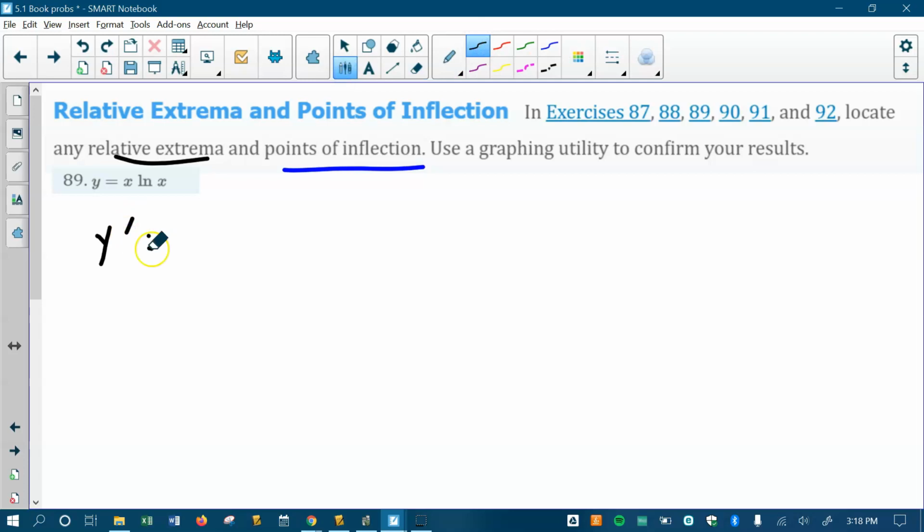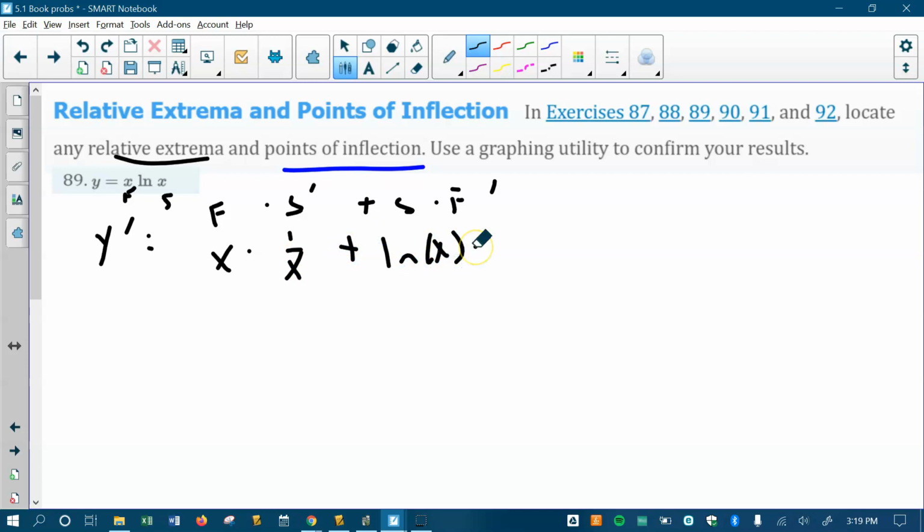Y prime equals, let's do first times second prime plus second times first prime. We'll say f is first, ln of x is second. So we have x times the derivative of ln of x, which is 1 over x, plus the second, ln of x, times the derivative of the first, which is 1. Simplifying that, we get 1 plus ln of x.